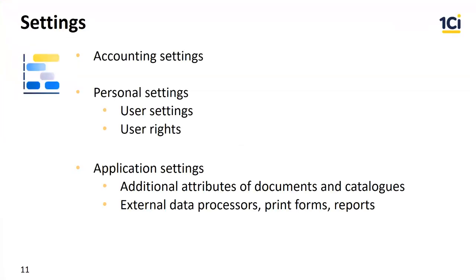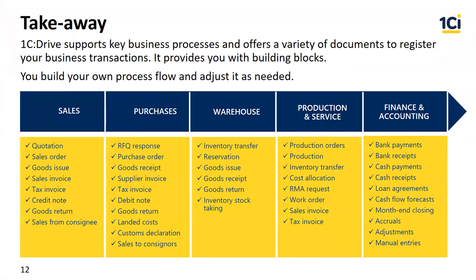So we've covered with you all the processes, we've discussed settings, we've looked at main catalogs. And the main takeaway from our presentation is that OneStreetDrive does support your key business processes. It offers you a variety of documents and tools and catalogs to process your business transactions. It gives you building blocks, and it's up to you what and how to build the process flow from them. You may build it as you want and adjust it as needed.